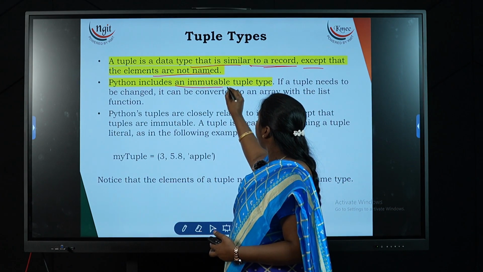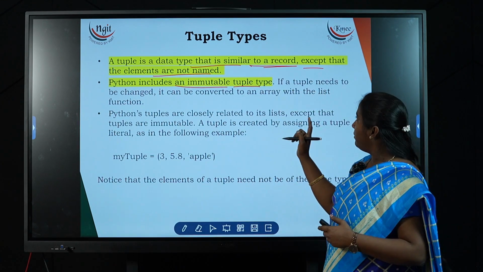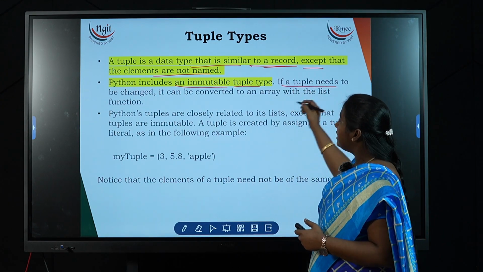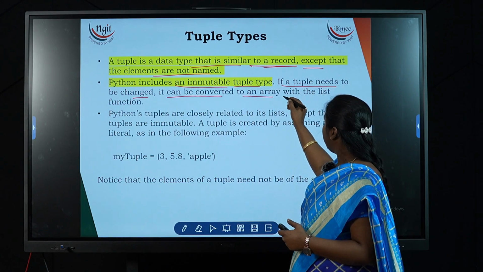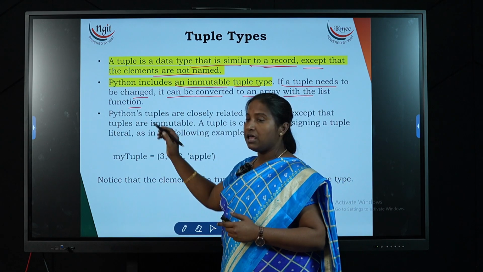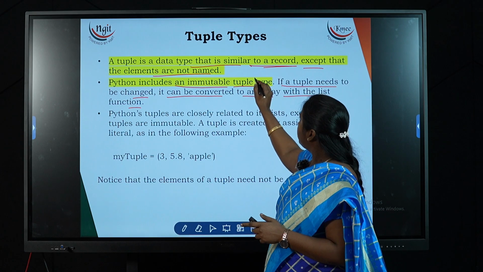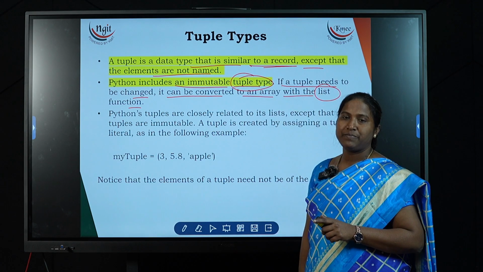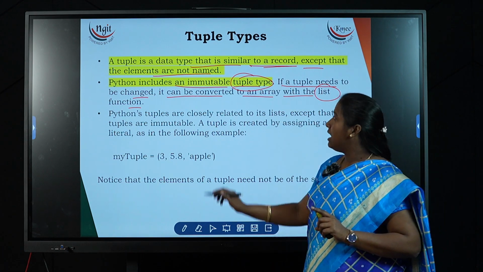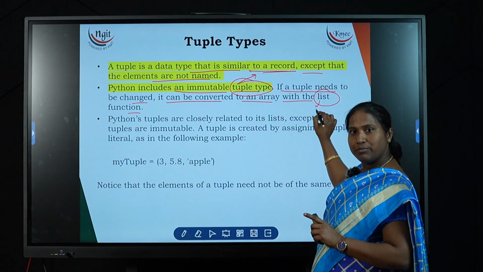Python includes an immutable tuple type. If a tuple needs to be changed, it can be converted to an array with the list function. Here you have to understand one point. Python supports tuple types, and Python supports list types. The only difference is what? Tuples are immutable, list is mutable.